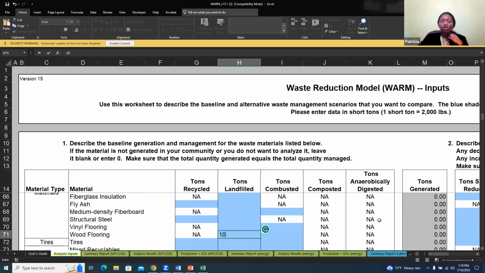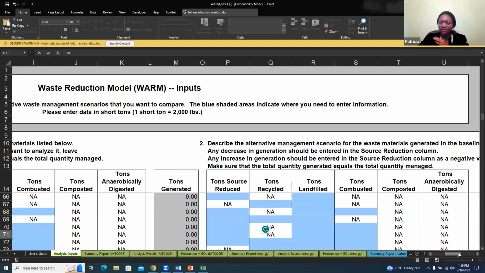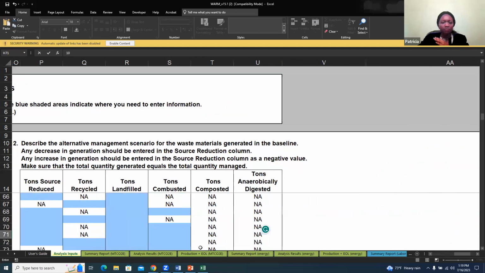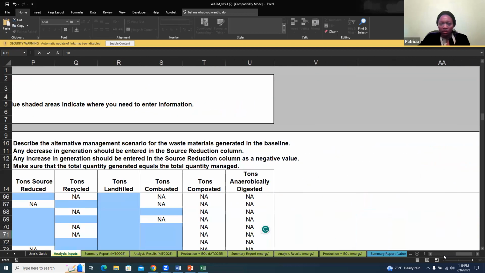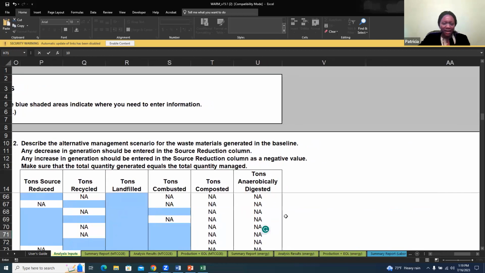And then you want to make sure that you have the same calculation on the other side. So if we move to number 2, it will ask you to describe the alternative management scenario. Describe the alternative management scenario for the waste generated in the baseline. Any decrease in generation should be entered in the source reduction column. So we're saying that if we were throwing away the wood before, what do we want to use it as this time? I want to reduce the zoom now so that we can put in the number.